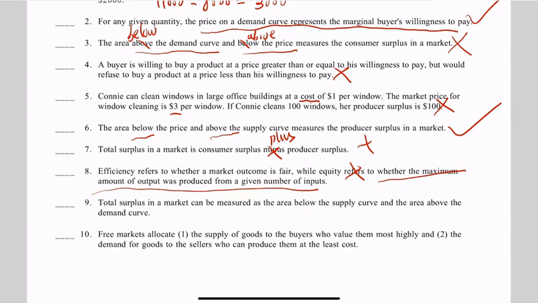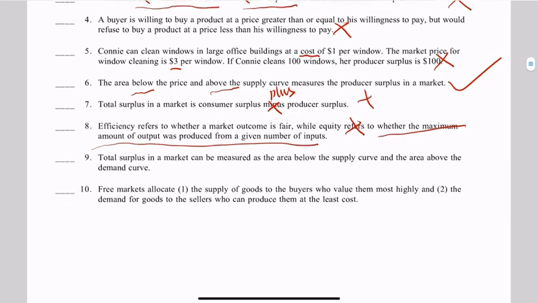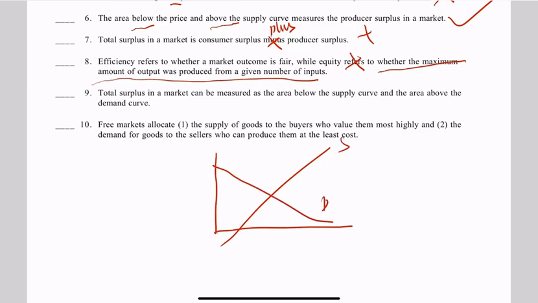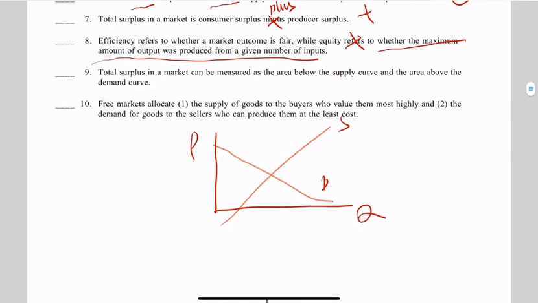Ninth, total surplus in the market can be measured as the area below the supply curve and the area above the demand curve. This one is related to the second way of calculating total surplus, right? So if given a supply curve and demand curve, we know that, let me draw a better curve.